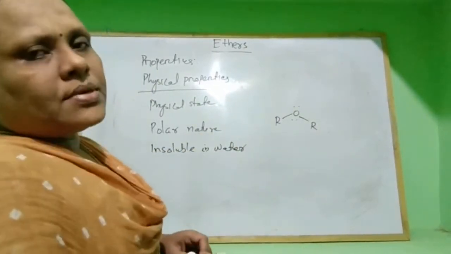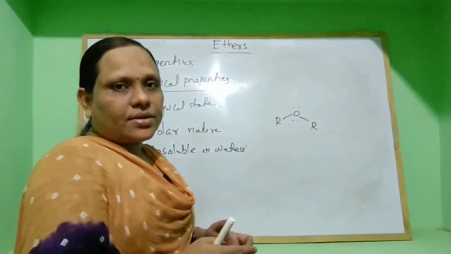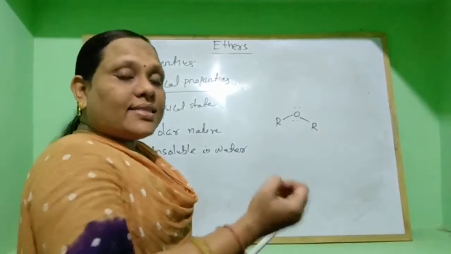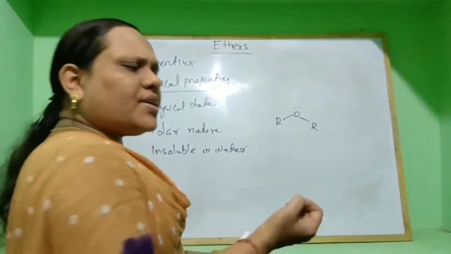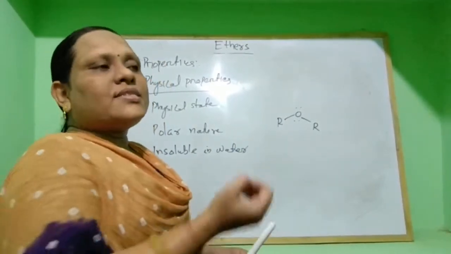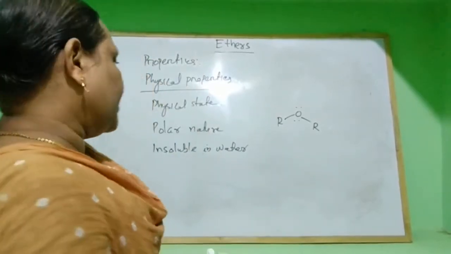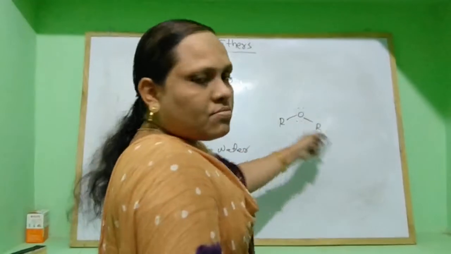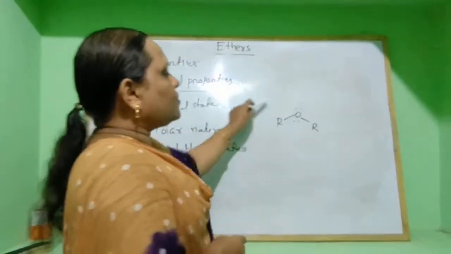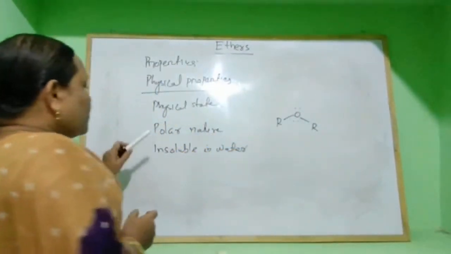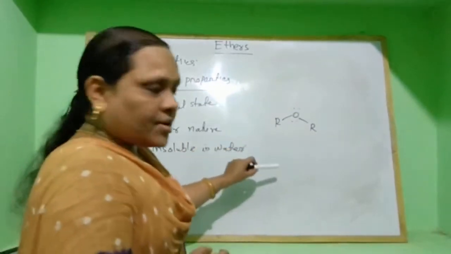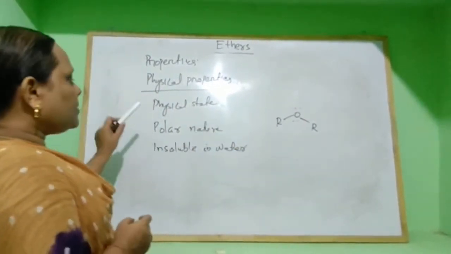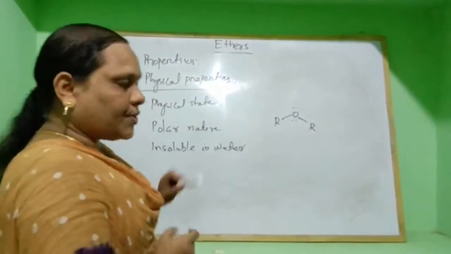However, the lower member, that is dimethyl ether, is soluble to some extent, and diethyl ether is also very less soluble, about 7 gram per 100 ml of water. The solubility decreases with increase in the molecular mass as the alkyl group increases. So due to lack of hydrogen bonding, these are insoluble in water, although these are polar in nature.